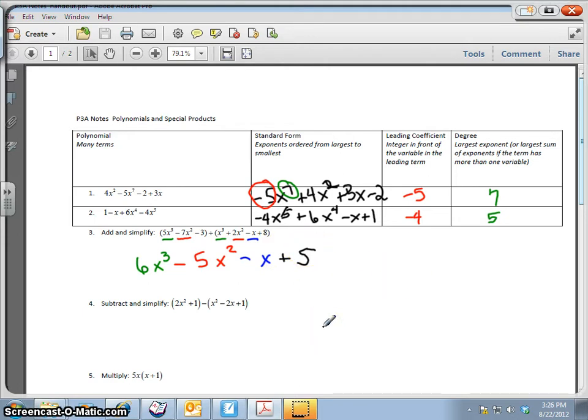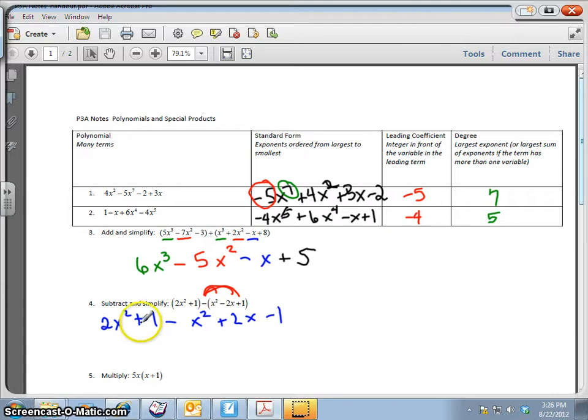Now we're going to subtract. The key for subtracting is remembering to distribute that negative sign. So we're going to rewrite this problem as 2x squared plus 1, leaving that first expression alone, and then we're going to write it as minus x squared plus 2x minus 1, distributing that negative.